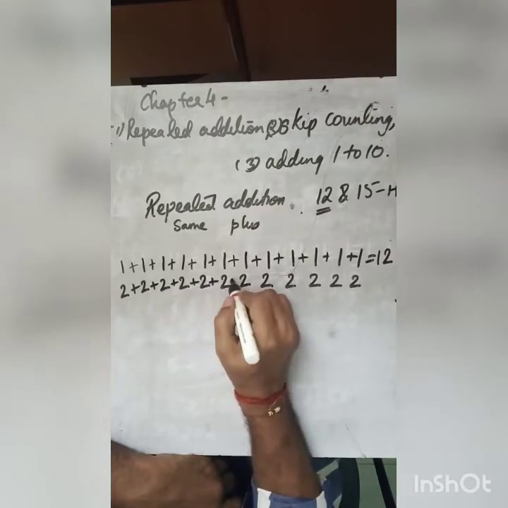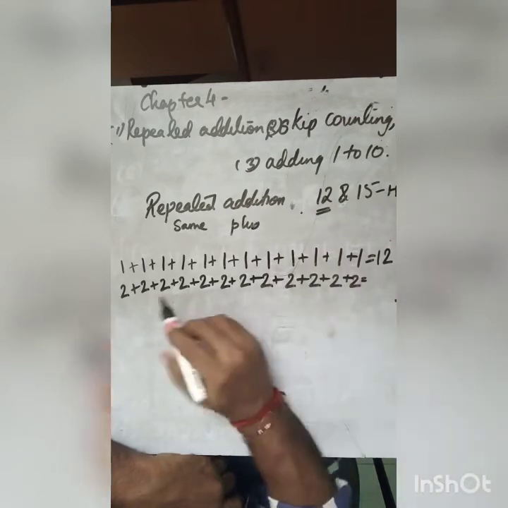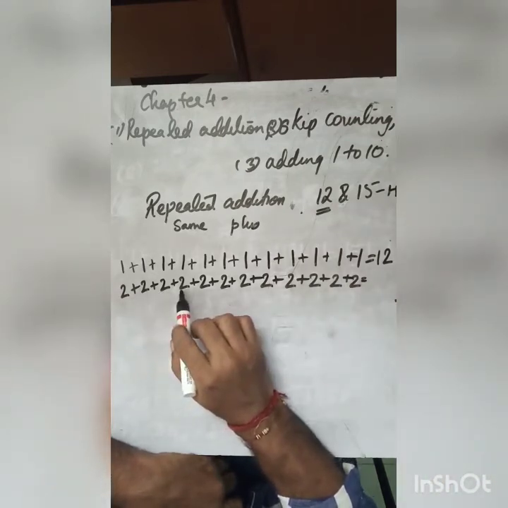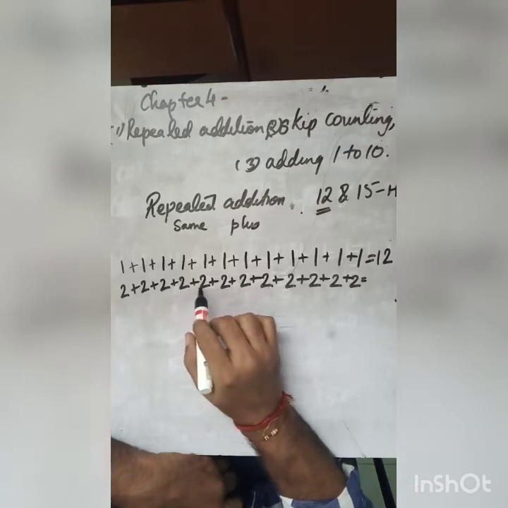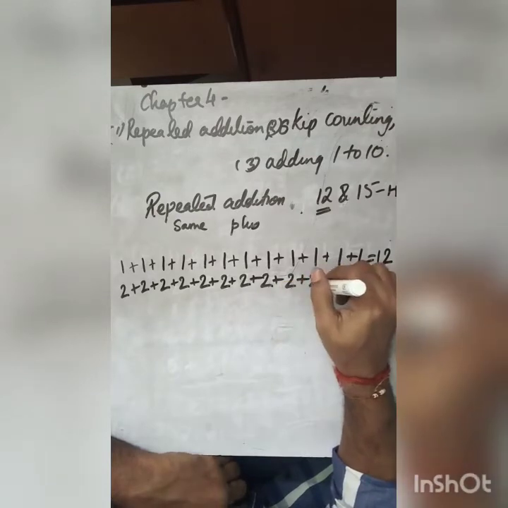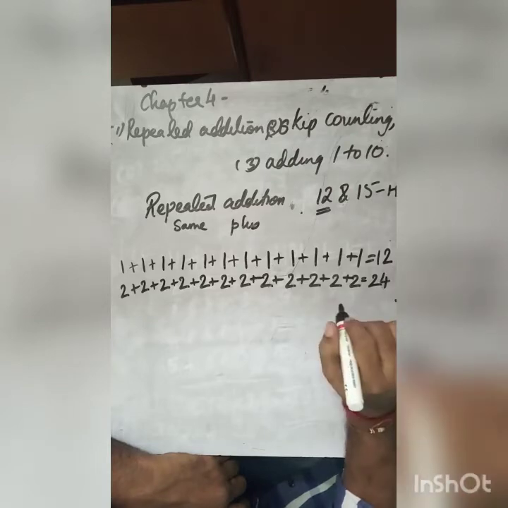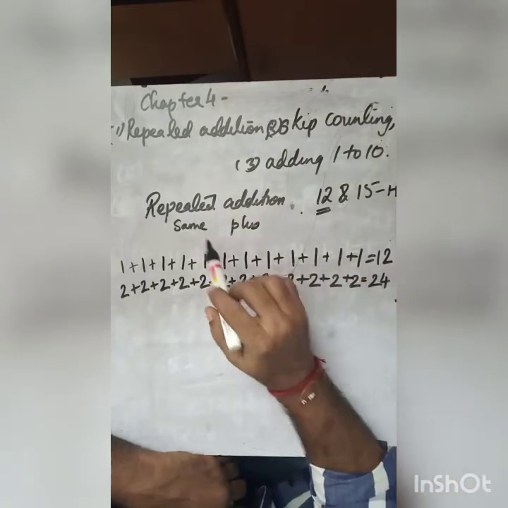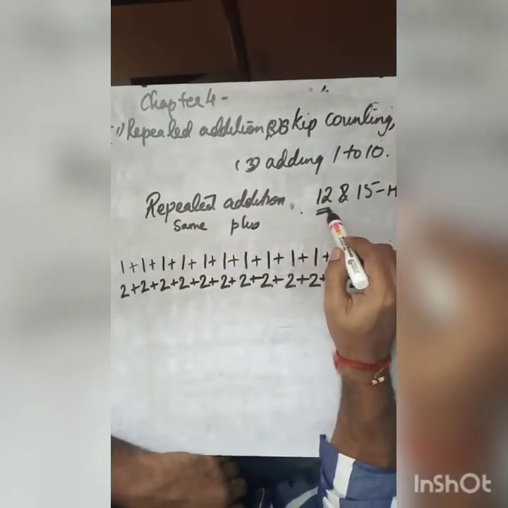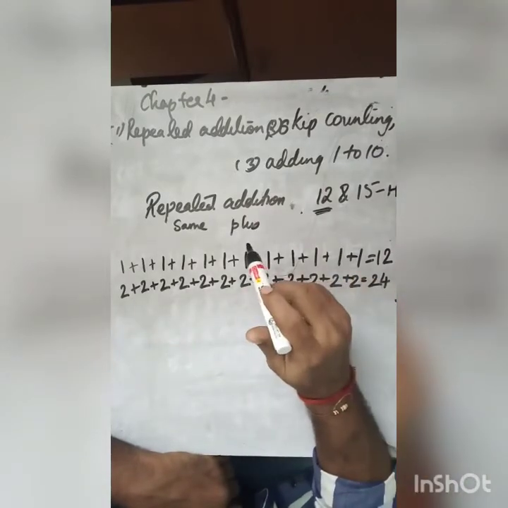Addition, that's plus, plus, plus, plus, plus, plus, plus, plus. 2 plus 2, 4 plus 2, 6 plus 2, 8 plus 2, 10 plus 2, 12 plus 2, 14 plus 2, 16 plus 2, 18 plus 2, 20 plus 2, 22 plus 2, 24. Simple? Method kunsa hai? Repeated addition, jahan pe numbers repeat hoga as per the table jiska find out karna hai. 12 ka table find out karna hai, to 12 times mujhe numbers same likhna hai.